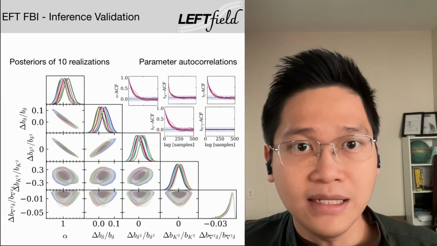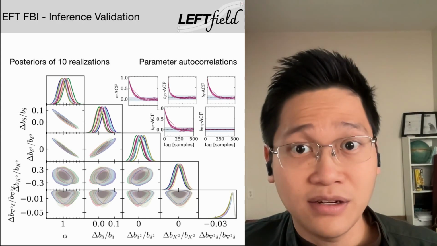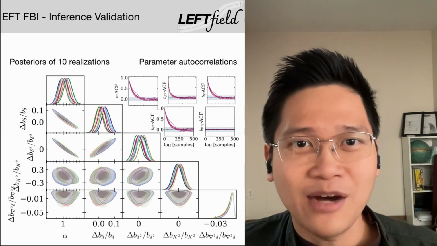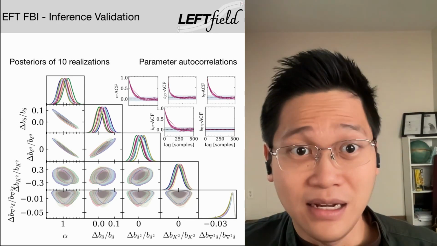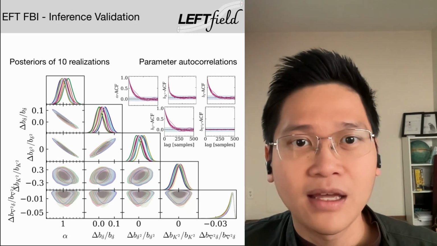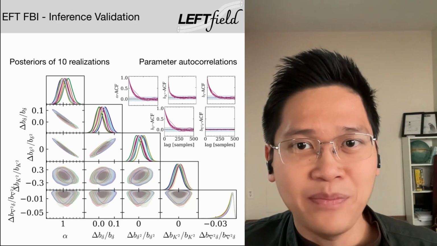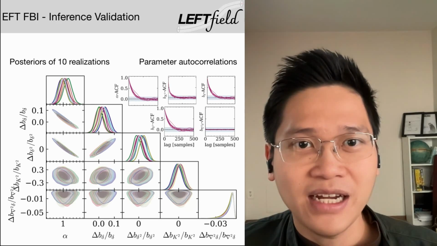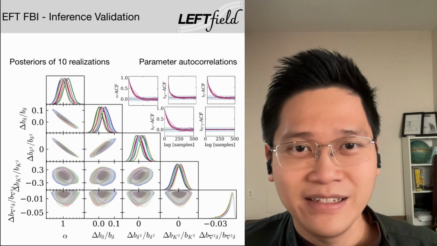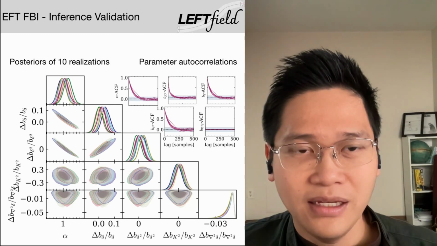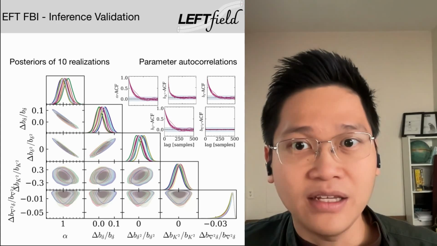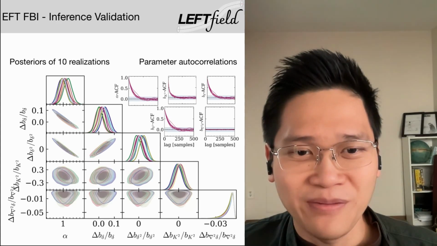And here I'm showing that A, this is not really a problem of our analysis within this challenge, and B, our posterior and error bars are certainly not underestimated because of sampling issues. For further details of the EFT FBI analysis, please check out section 5.3 of the paper. In particular, our post-unmasking study is explained in the end of section 5.3 and discussed in section 6.3.